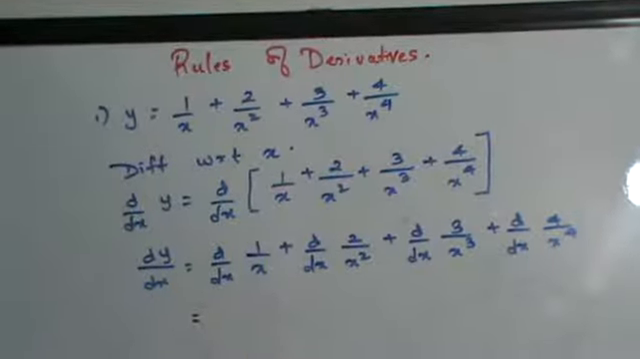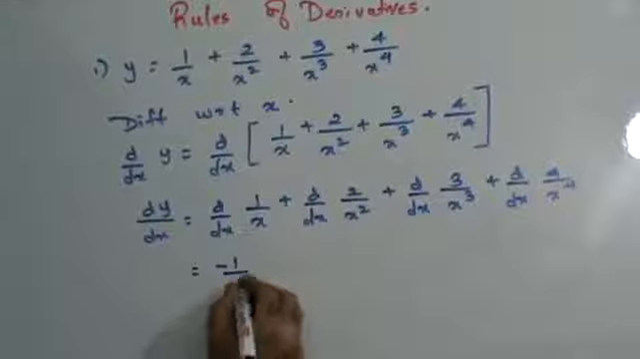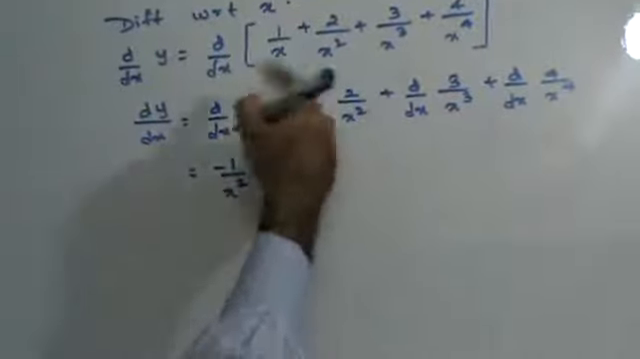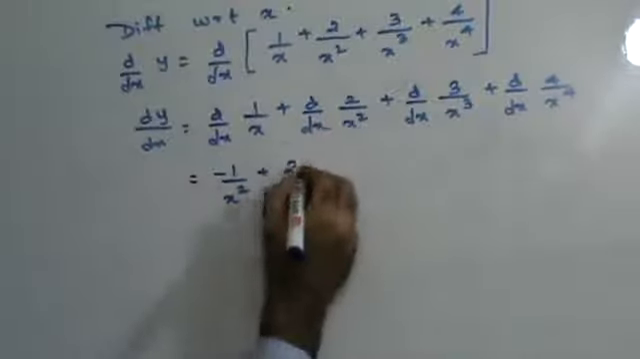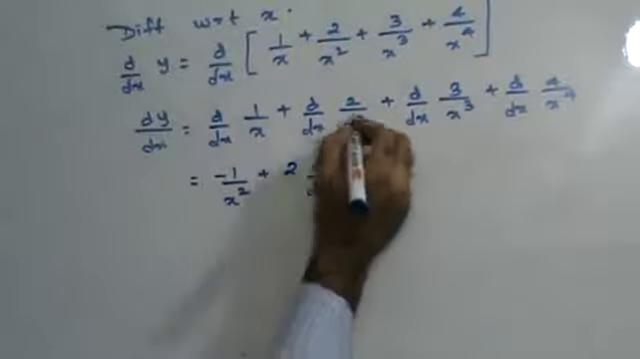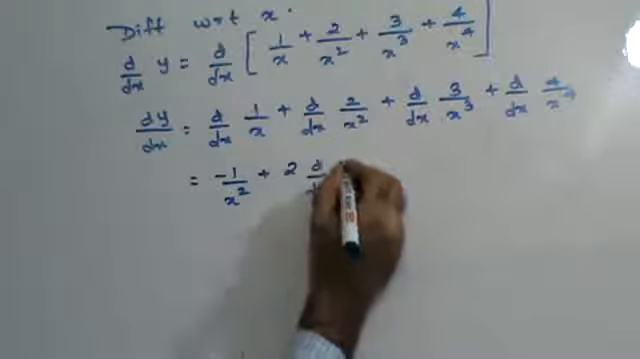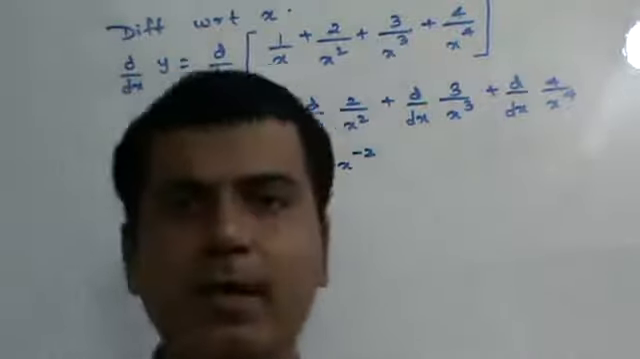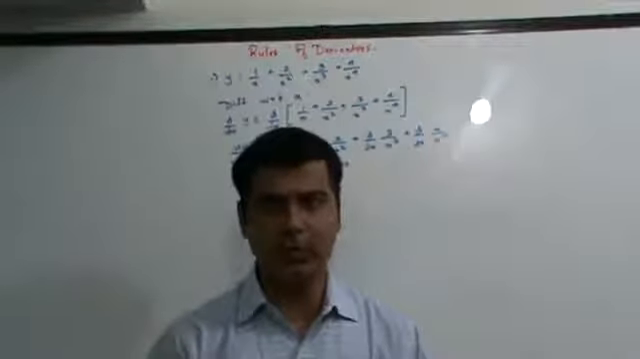Now d by dx of 1 upon x, I just gave you the formula, is minus 1 upon x square. Whatever is constant comes outside the derivative sign. So 2 will come out. This will become d by dx of, get x raised to 2 from denominator to numerator. When I bring it from denominator to numerator, the sign of the index changes. So 1 upon x square becomes x raised to minus 2.